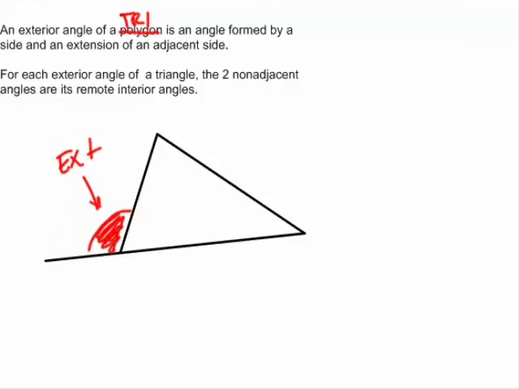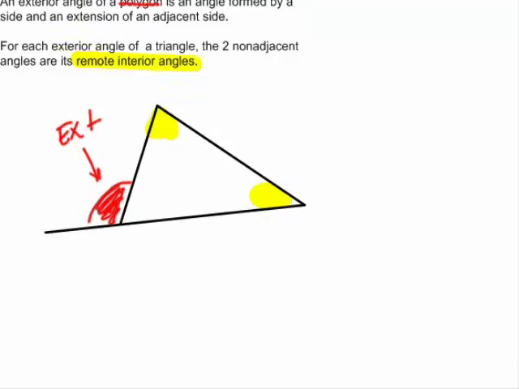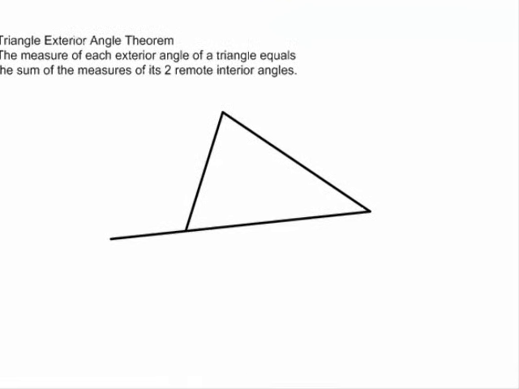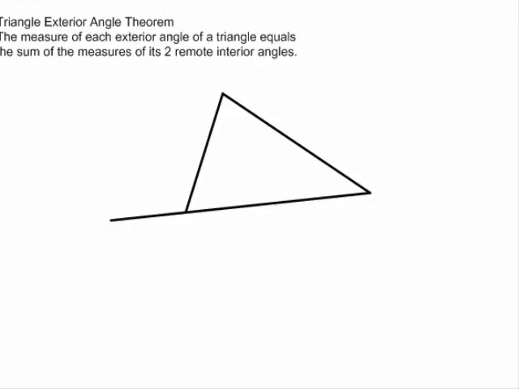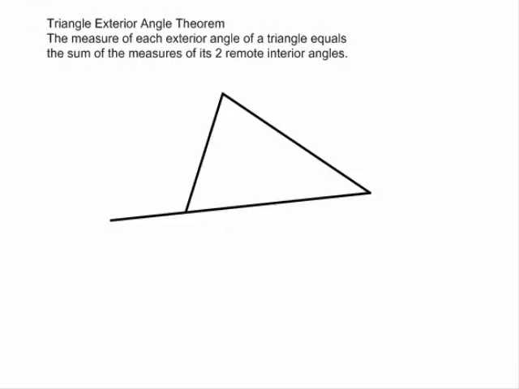Now, exterior angles also have what are called remote interior angles. For every exterior angle, there are two remote interior angles. These two remote interior angles are the two non-adjacent angles from the exterior angle. Why is that so important? Well, you guessed it. There's a theorem that goes along with it, and it is called the triangle exterior angle theorem. Let's move that over so we can see it better.